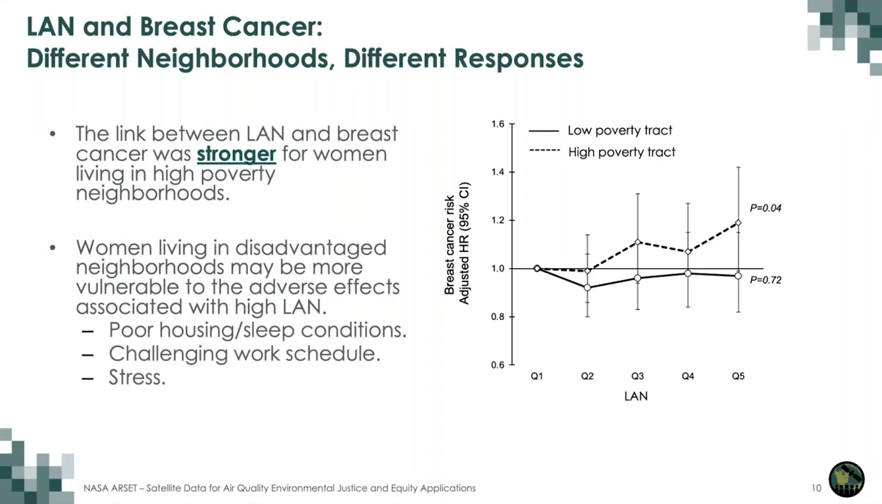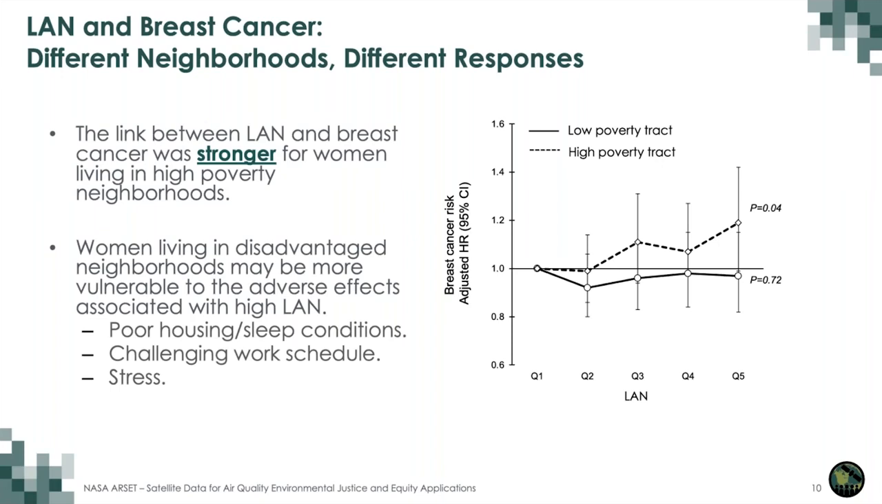On this slide, what I'm showing you is a previous paper that we published that looked at the relationship between light at night and breast cancer risk. We divided our analysis in this large US cohort by poverty rate at the tract level. Here you can see the solid line represents the tracts with a low poverty rate, so more affluent tracts, and the dashed line represents high poverty areas. When you look at the relationship between light at night and breast cancer risk, you really don't see any relationship among those more affluent tracts. But you did see this positive relationship, where light at night is associated with higher risk for breast cancer among women who lived in high poverty areas.